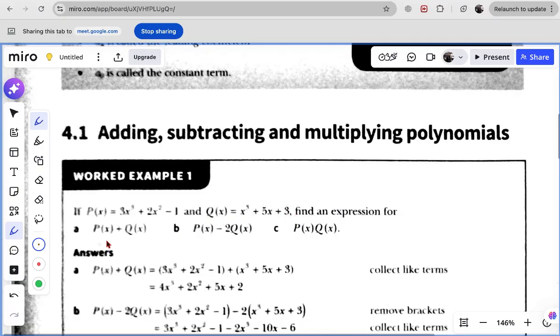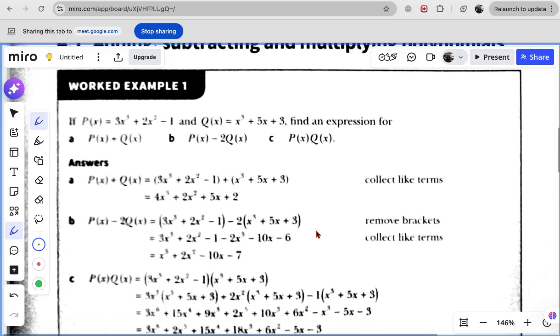Find an expression for P(x) plus Q(x), which is easy, you know. Normal mathematics, we are asking you to add this polynomial to this polynomial. The second question says you should subtract 2Q(x), take it away from P(x). The third one says you should multiply P(x) and Q(x). So the first one is addition, the second one is subtraction. Let's start with the first one, which is the addition of polynomials.